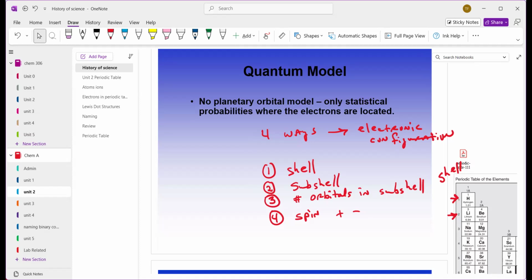So quantum mechanics is not a planetary model at all. It's very different than Bohr's concept of the planetary system. We have statistical probabilities of where to find the electrons. And quantum mechanical models have orbitals, but they're not planetary orbitals. They're just areas of probability where we can find electrons.